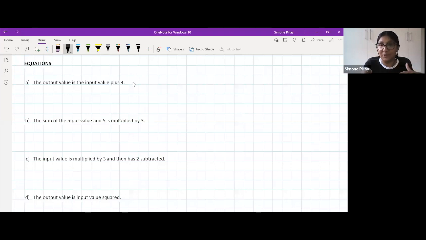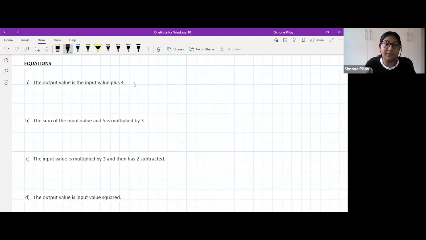So what do we have to do? We firstly have to know our English. We have to know what that sentence is telling me about my rule. And I then need to be able to take what they're telling me in the sentence and put it into numbers to get my rule. So let us look at this.